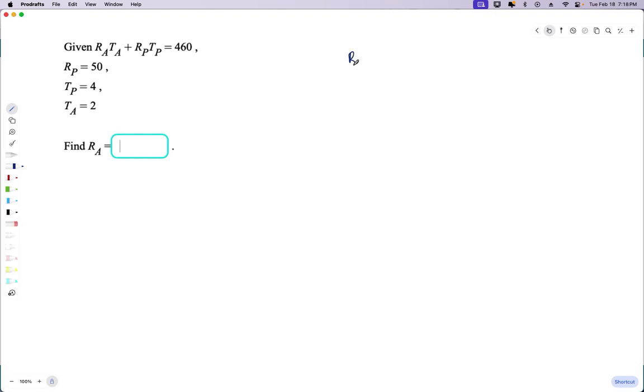So we have R, and then we have somebody named A. We have T. This is rate, and this is time. We have somebody A, we have somebody P. We don't know what it is. It didn't give us that information. We know that RATA plus RPTP is going to equal 460. So that's a distance, because rate times time equals the distance. So the distance of this one plus the distance of this one is equal to 460. This is our little table here.